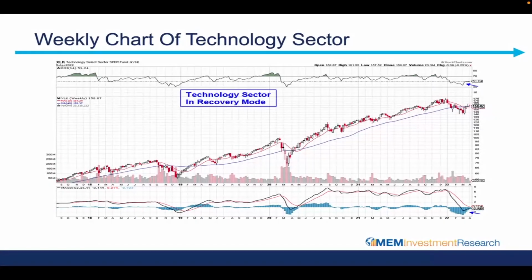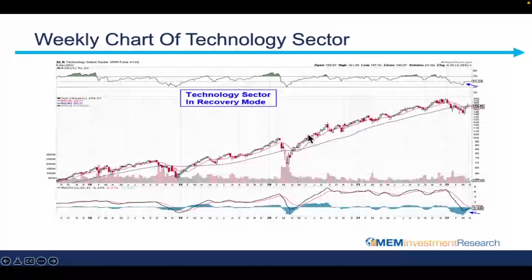So let's move on. We're taking a look here at a current chart of the technology sector, XLK. I talked about this being one of the heaviest weightings.